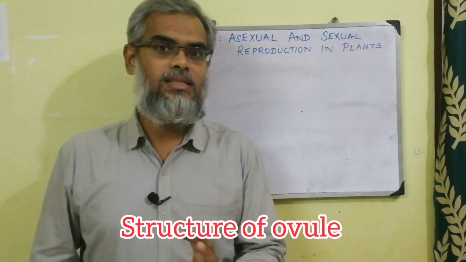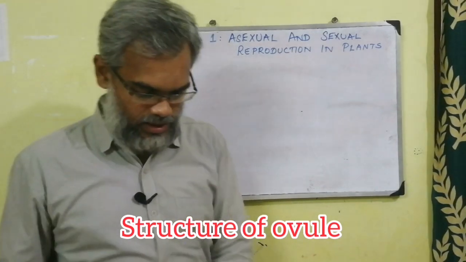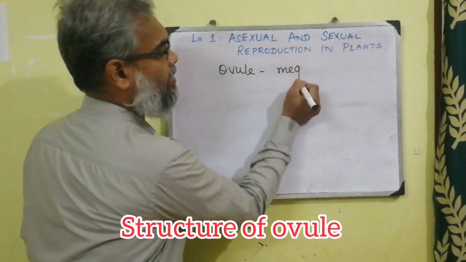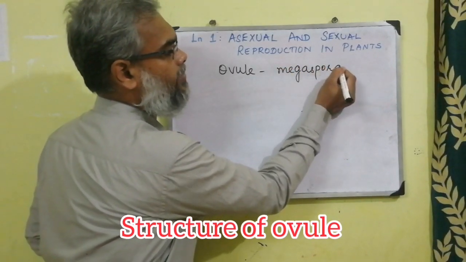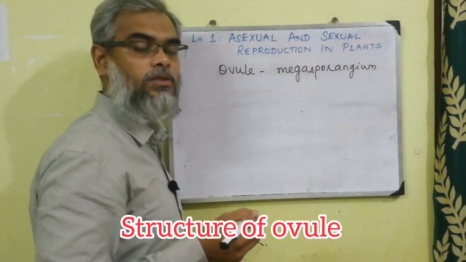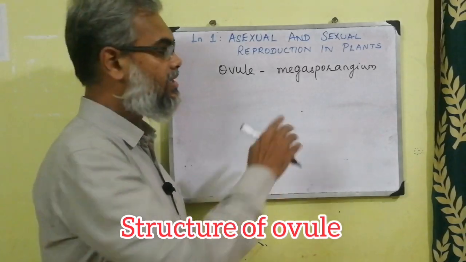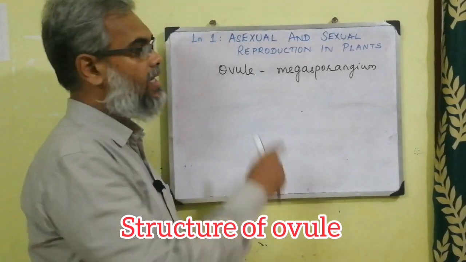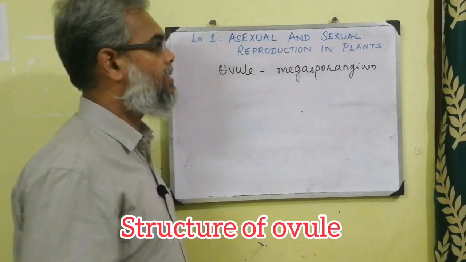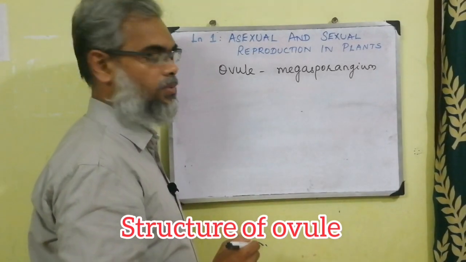Now we will discuss the structure of the ovule. When we speak about the ovule, it is said to be a megasporangium. You remember which is the microsporangium? In the androecium, when we were speaking about pollen grains, the male gametophytes, we discussed the microsporangium. This is the megasporangium, which is bigger than our male gamete. So the ovule is also said to be a megasporangium.